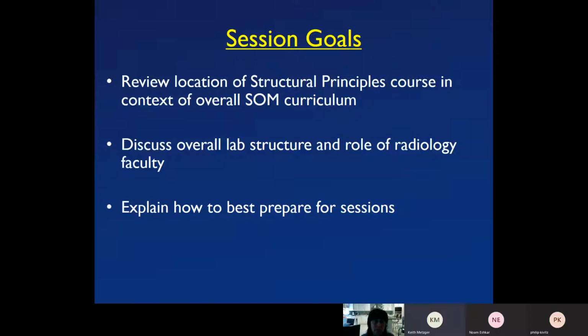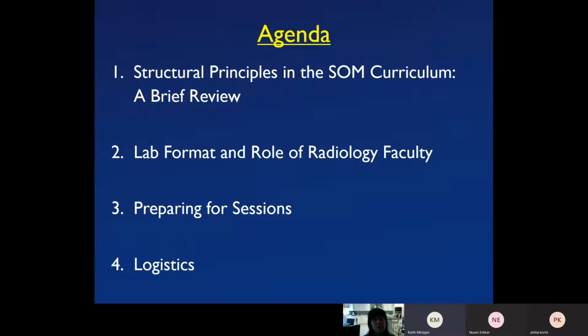I want to explain how you can best prepare for sessions, and then what may be one of the most important things: where do we park? How do you get ID? So we'll talk about these lab logistics, things that I don't want you to have to worry about on the day of. Okay, and here's the agenda. It really mimics what we just saw. So a brief review of the course, role of the faculty, preparing for sessions, and logistics.